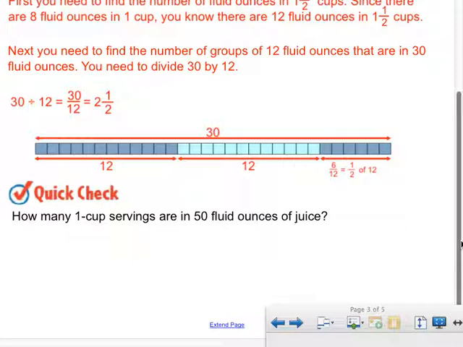So now, this is the easy one. This is what I need you to do. 1 cup servings, how many are there in 50 fluid ounces? Rewrite that. That should take you maybe 2 minutes, tops. Come on, try this. If you have questions, you're going to have to go back to that a little bit later. I got to get through these examples.